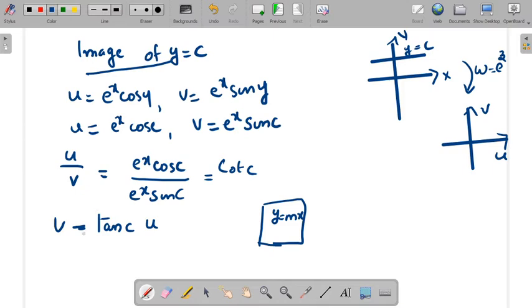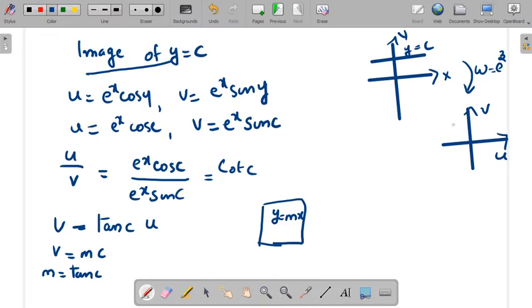So instead of y and x, here we have the variable v and u. So v equal to, c is a constant, so tan c is a constant. So this is of the form v equal to mu, where the slope m is equal to tan c. So this will represent a straight line in the UV plane that passes through the origin.